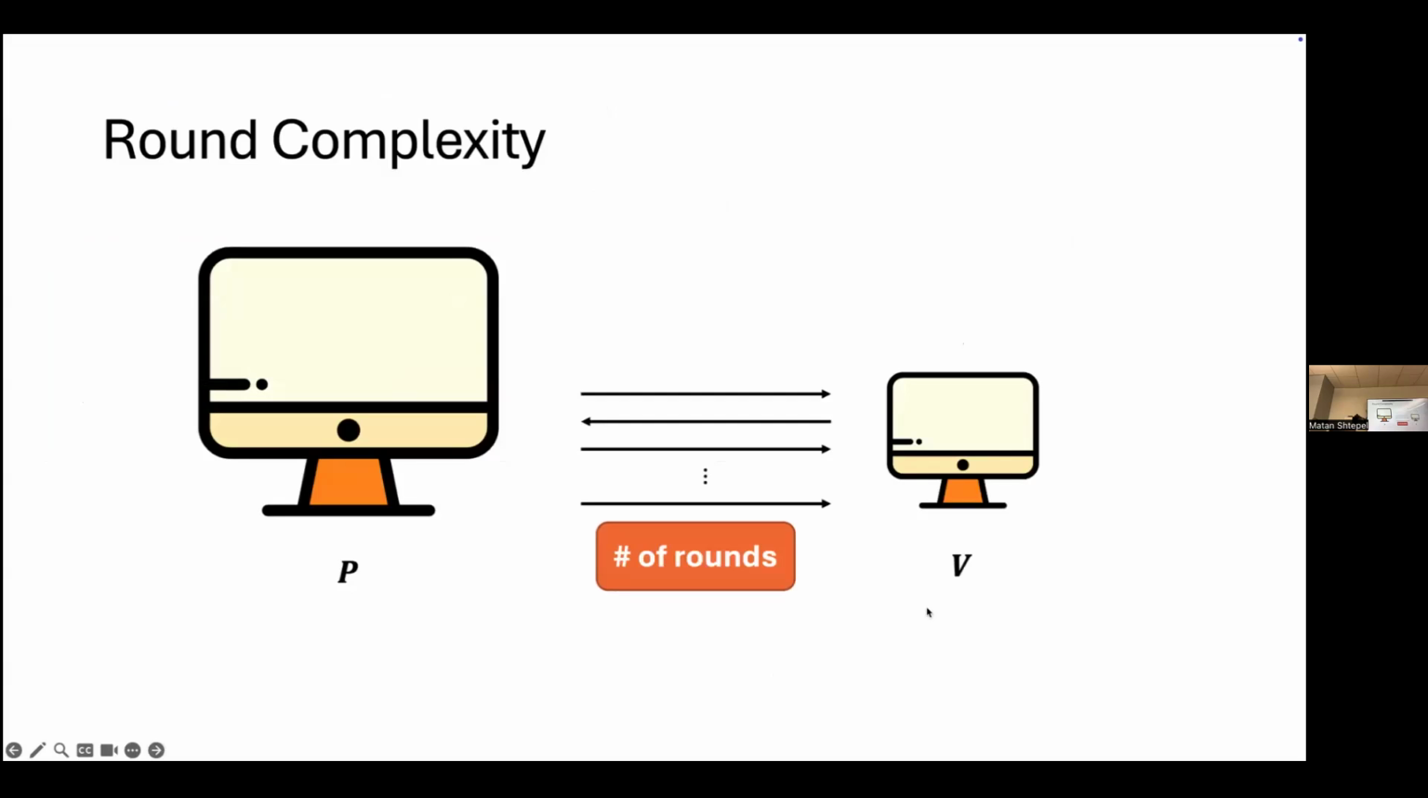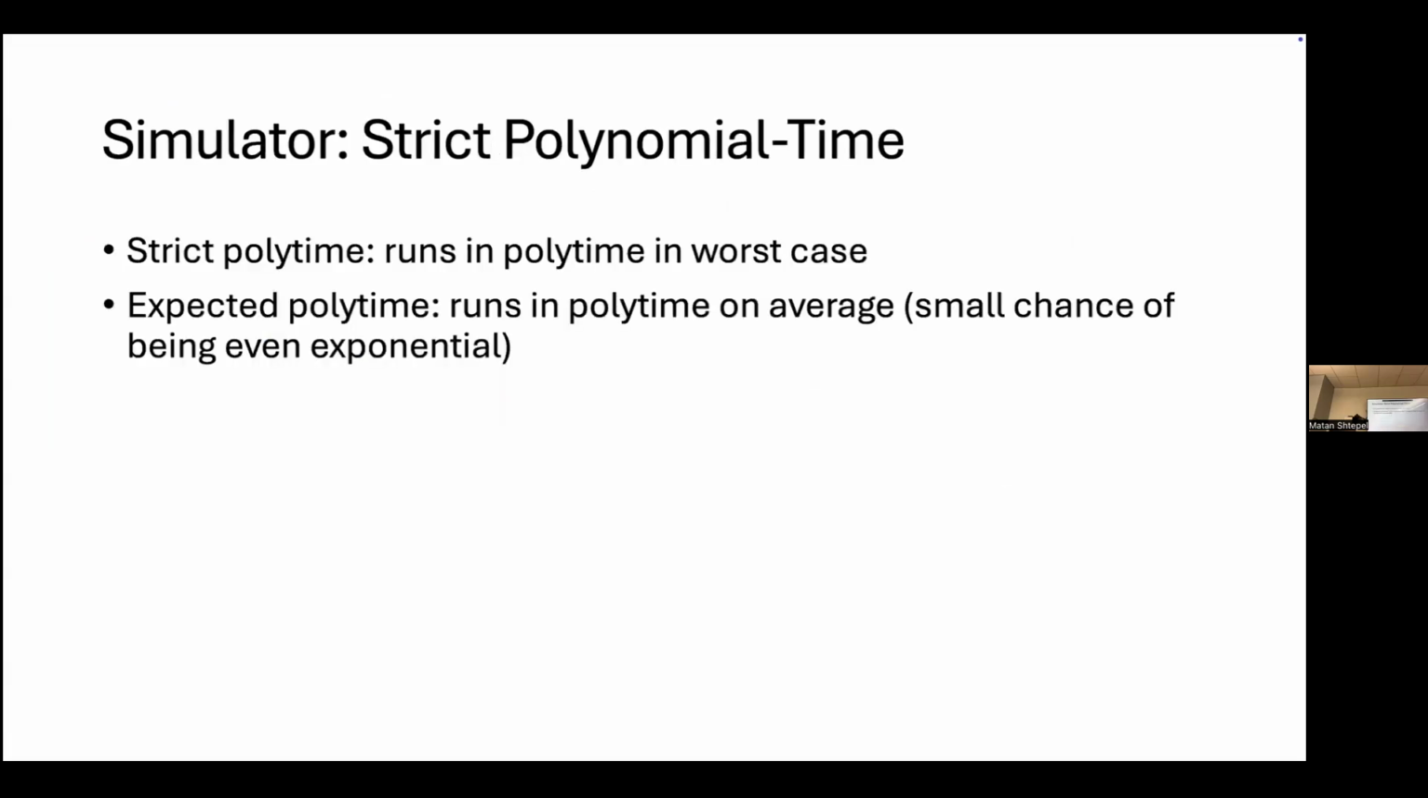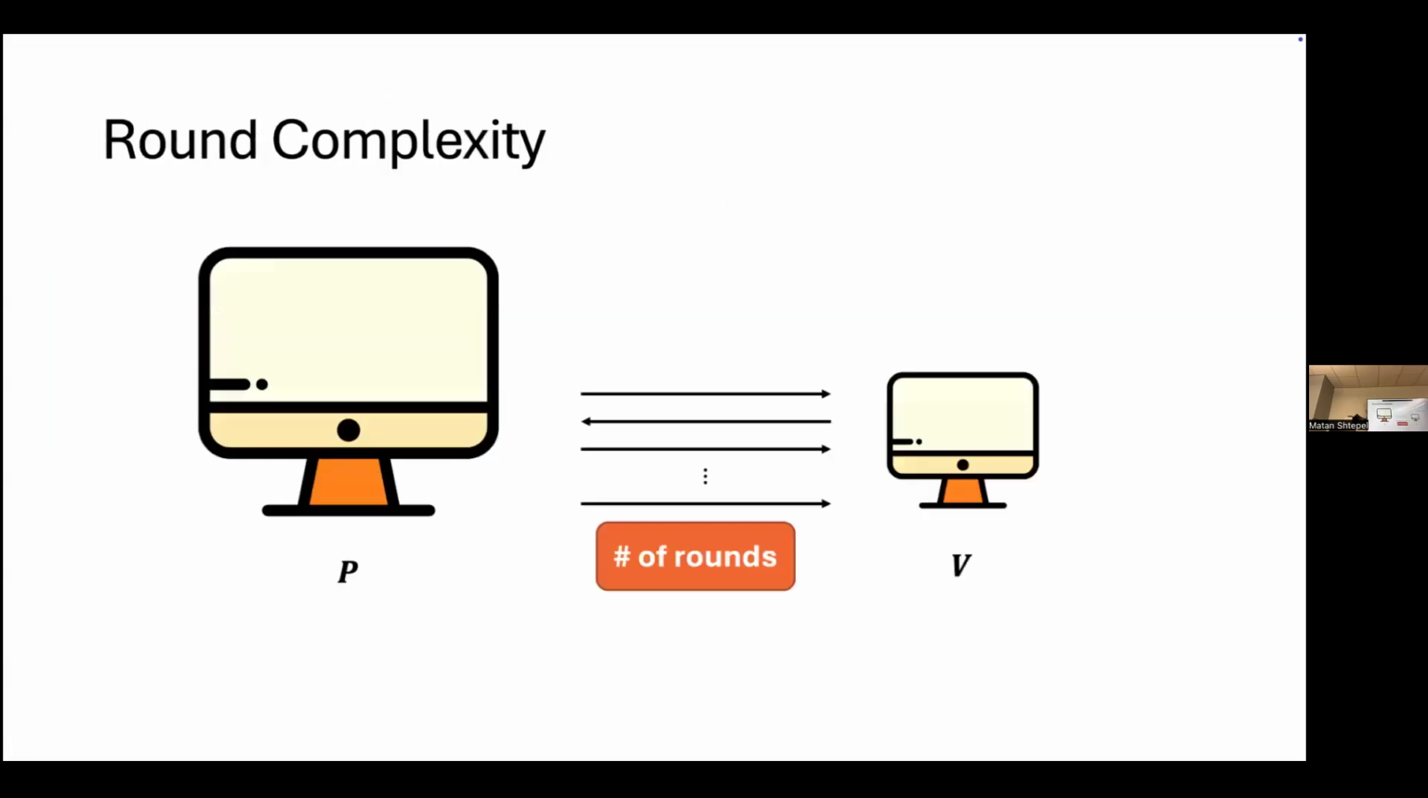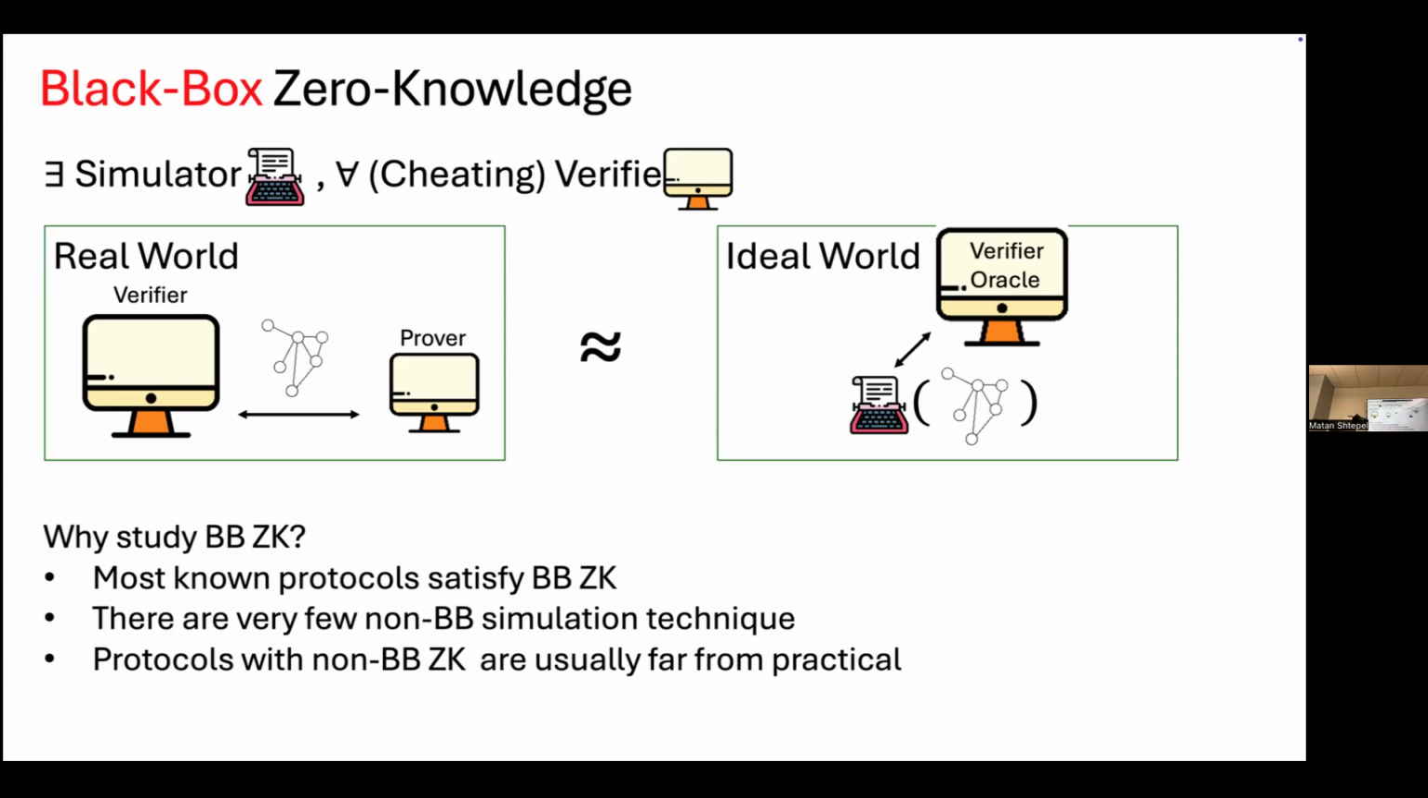And the second property, I think it would not be very hard to imagine. It's around complexity. Of course, for efficiency reasons, we do not want too many rounds in their interaction. Hopefully, everything can be done in constant rounds. So the second, black box simulator just means that the simulator only has oracle access to the prover.